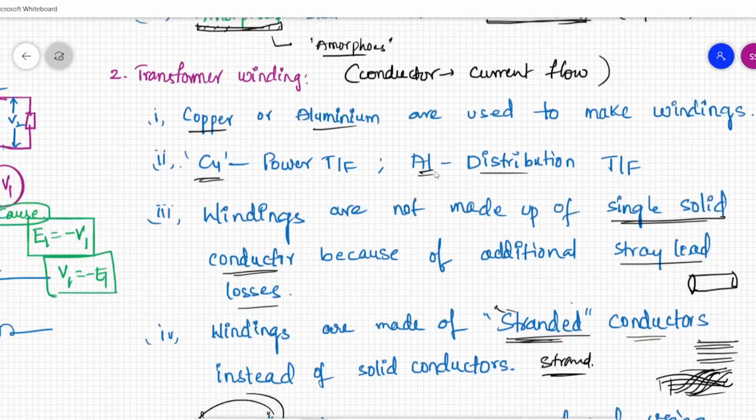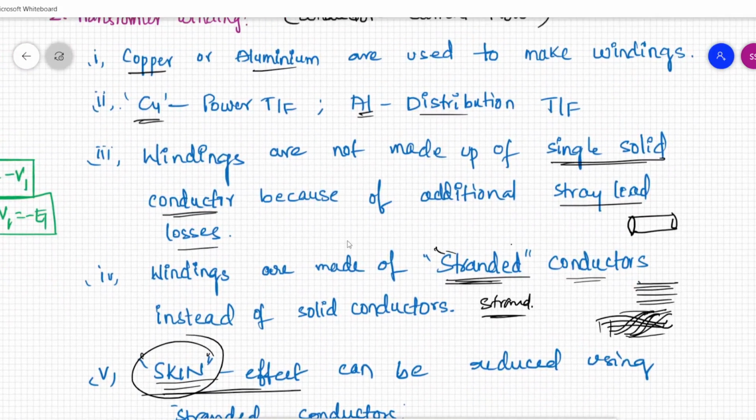Now coming to windings, copper or aluminum are used. Copper is used for power transformers with high voltage rating, and aluminum is used for small rating transformers, called distribution transformers. Windings are not solid conductors, they are stranded to reduce losses and skin effect. So this is about the constructional features of a transformer.